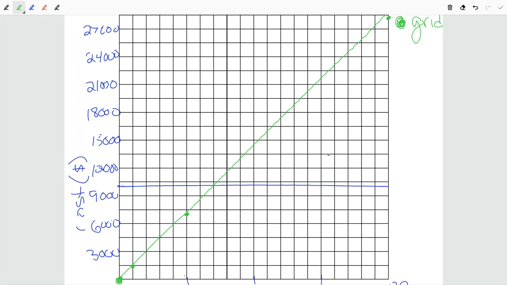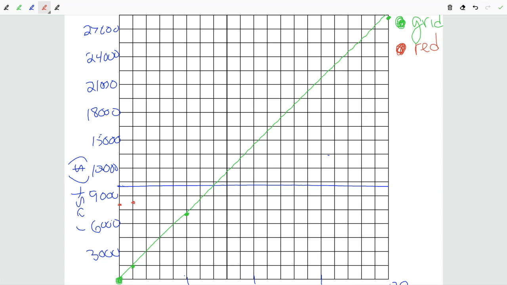Finally, I'm going to graph my hybrid cost in red. At year 0, we spent $8,000 on our hybrid system, which is closer to 9,000, but still closer to this middle line. In year 1, we spent $8,333, which is right about in the middle right here.